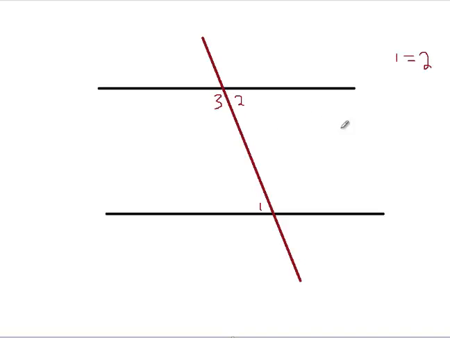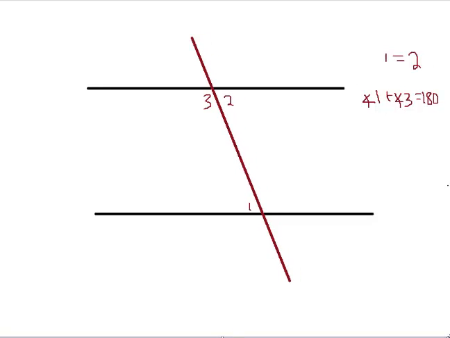What about angle 3? Now, angle 3 plus angle 1 equals 180. They're supplementary. The reason why they're supplementary is because, well, there are a couple of reasons. The main reason is because angle 1 equals angle 2, and angle 2 and angle 3 are on the same line, which means angle 2 and angle 3 have to equal 180. So that means also angle 1 and 3 together have to equal 180.